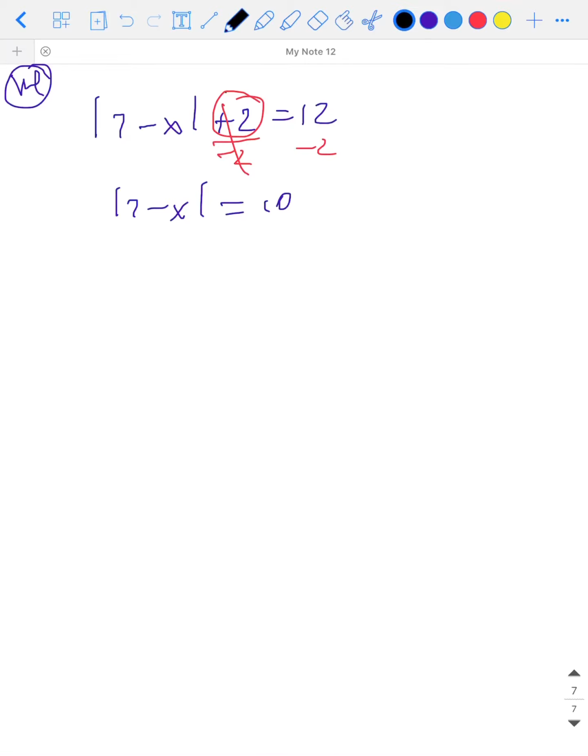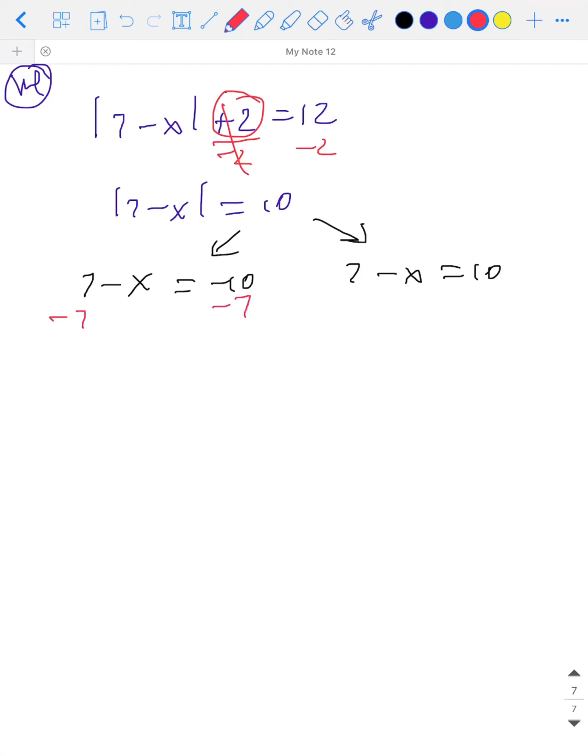From here, the absolute value is by itself, so we can split up so that we have the negative version and a positive version of 10. And just rewrite everything else. We can drop out the absolute value because we have already split up the work. And then from here, we can just do the work.